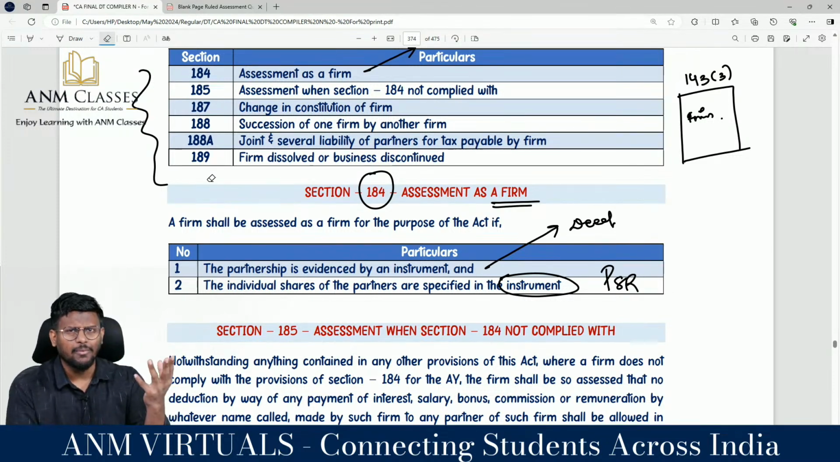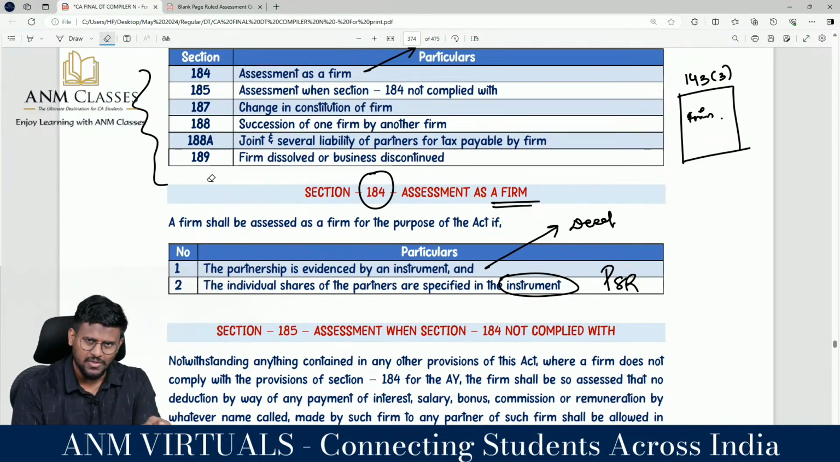That means you don't have a partnership deed, my dear lovable students, or the PSR is not mentioned in the partnership deed, then what 184 is saying is that it will not be assessed as a partnership firm. So in order to assess it as a partnership firm, 2 conditions should be satisfied. It should be evidenced by an instrument and the PSR should be mentioned in that instrument.